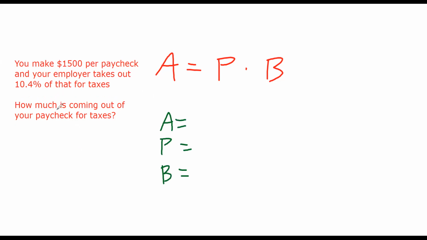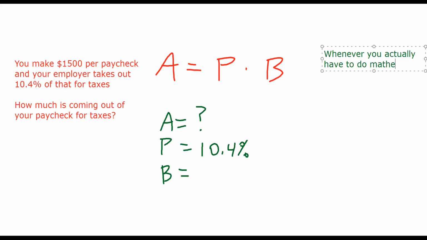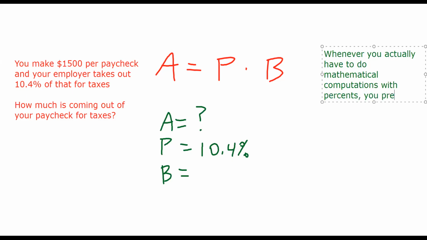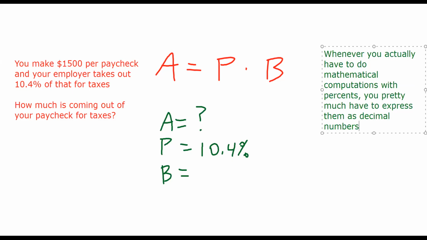A is going to be what we're looking for. A is going to be how much is coming out of the entire pie. We don't know that right now. P is going to be the percent, but there's a twist. Whenever you actually have to do math with percents, whenever you have to do mathematical computations with percents, you pretty much always express them as decimal numbers. Whenever it comes down to putting it in the calculator and crunching those numbers, it's got to be a decimal.